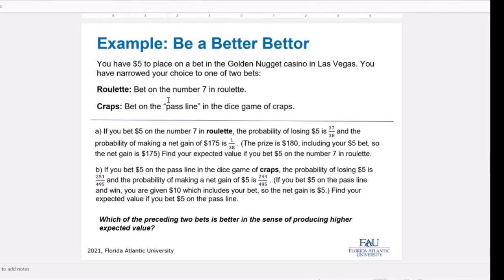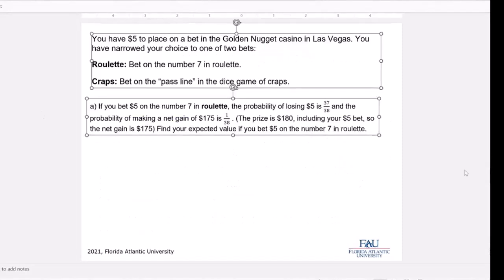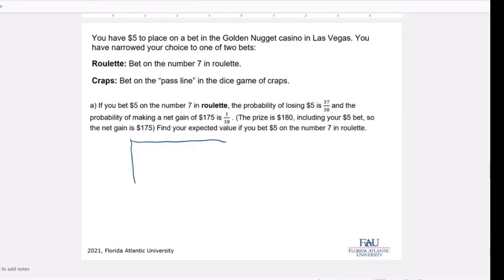Let's do an example. We draw a table: the probability of losing, winning, and here's my x, and here's my p of x, and my expected value is the same as the mean, x times p of x.